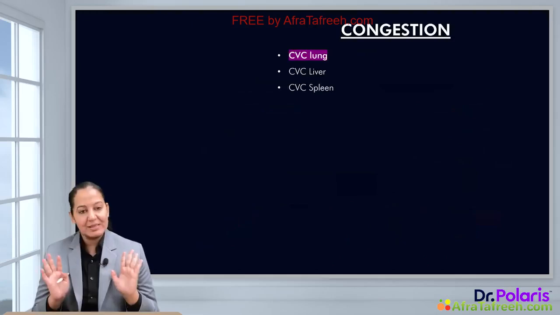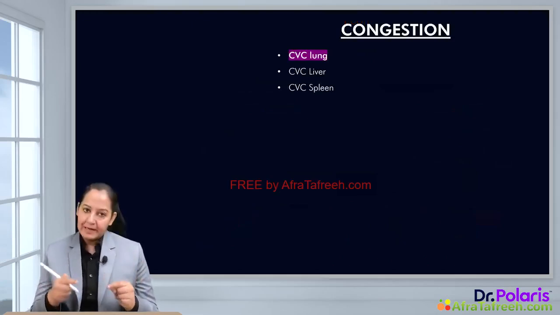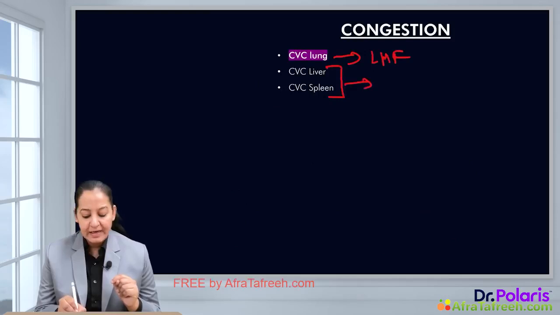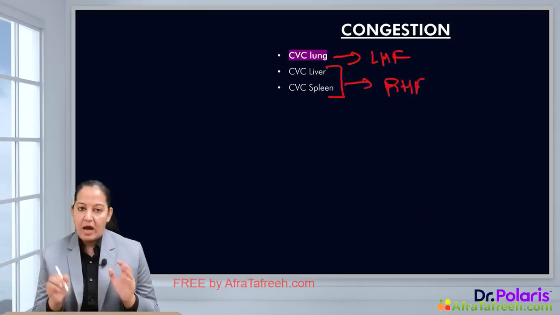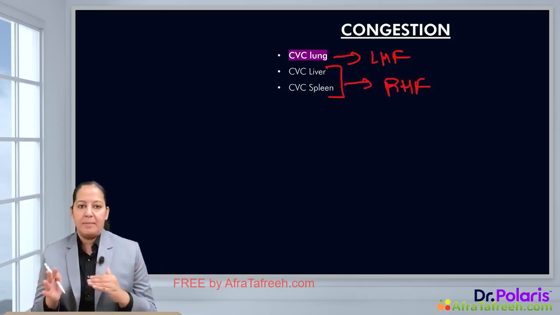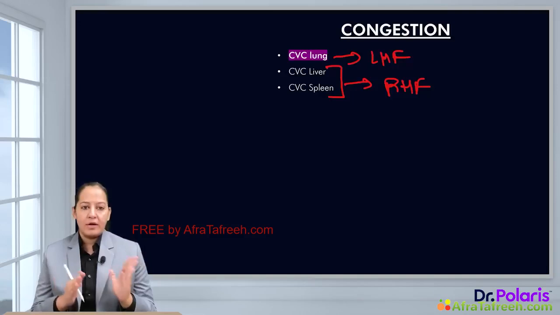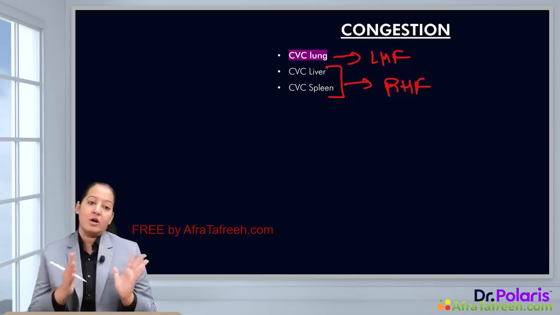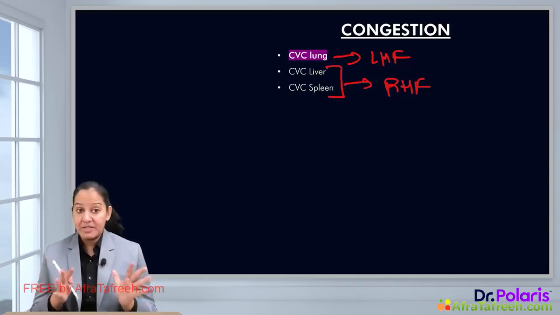So we have to discuss 3 CVCs. CVC lung, liver, spleen. CVC lung takes place in left heart failure. CVC liver and spleen takes place in right heart failure. I guess everyone understood this. Let me start the 3 CVCs one by one. In each of the CVCs, chronic venous congestion, I will teach you one by one in this sequence only. We have to study the gross and the microscopy of that particular organ.